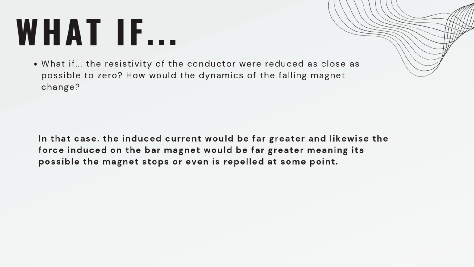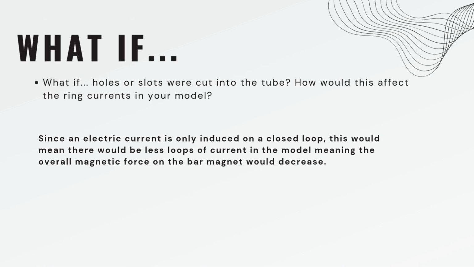What if the resistivity of the conductor were reduced to close to 0? In this case, the current induced would be far greater, and likewise the force induced on the bar magnet would be far greater, meaning it's possible that the magnet stops or is even repelled at some point, assuming the tube remains fixed. What if holes or slots were cut in the tube? Since an electric current is only induced in a closed loop, there would be fewer loops of current in the model, meaning that the overall magnetic force on the bar magnet would decrease.